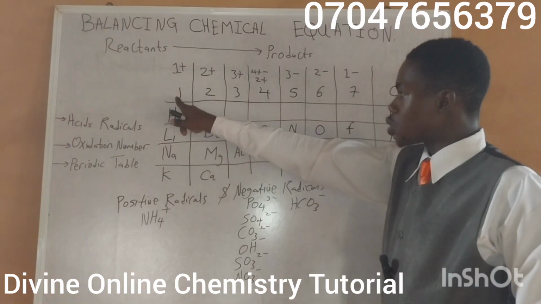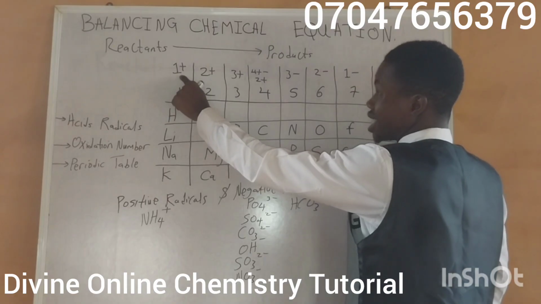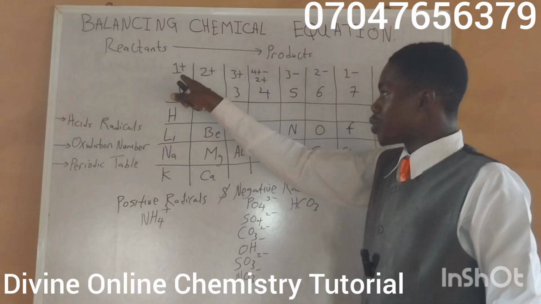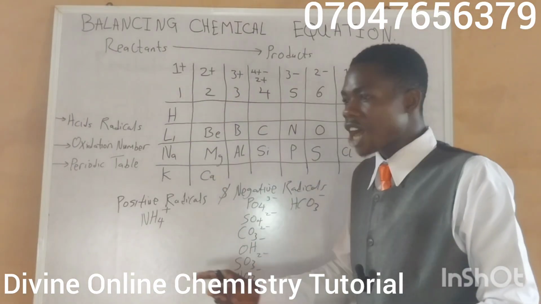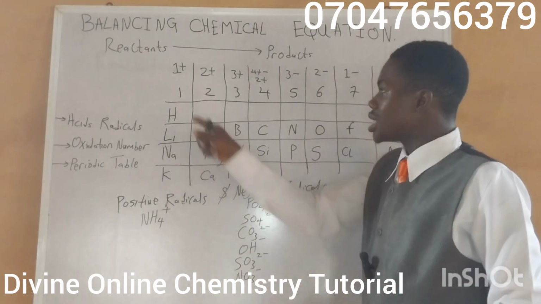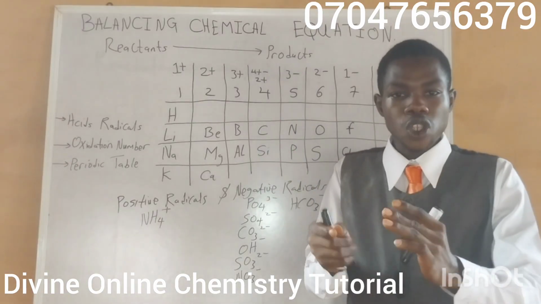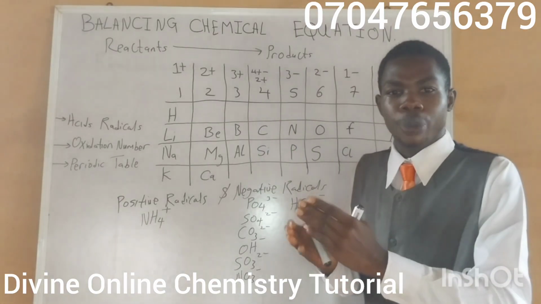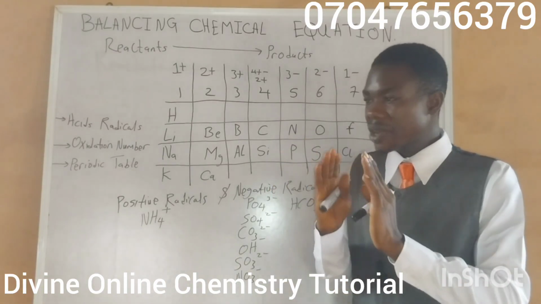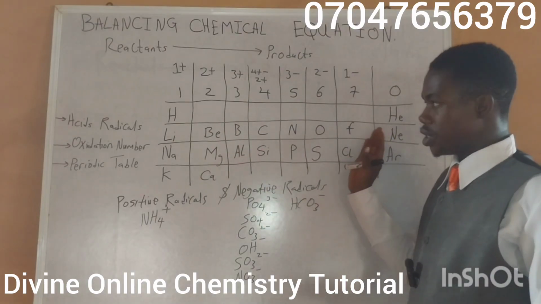Now, group 1 happens to be the first group. If you look at group 1 very well, this number here, 1 plus, is the oxidation number of group 1. The reason why group 1 has an oxidation number of 1 plus is that all elements in group 1 have 1 electron in their atomic shell. Because they have 1 electron in their atomic shell, the oxidation number of group 1 is 1 plus. And please also take note that metals have positive oxidation number, and non-metals have negative oxidation number. In the course of today's teaching, I'll be showing us metals in the periodic table and non-metals in the periodic table also.